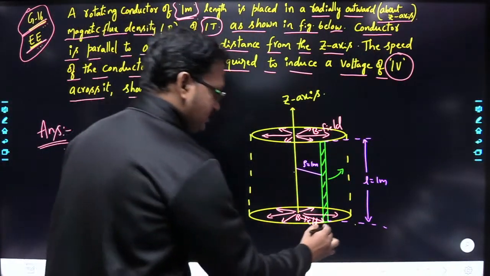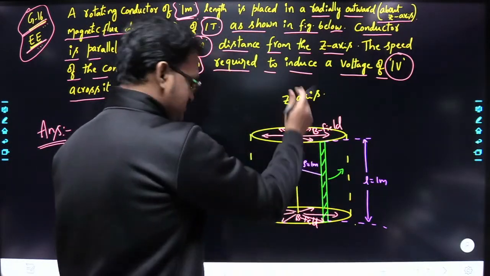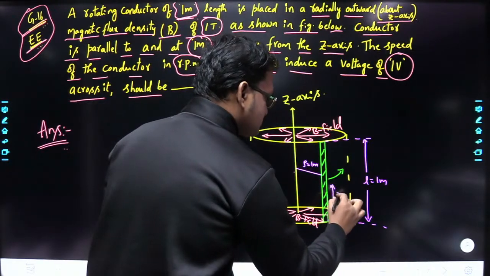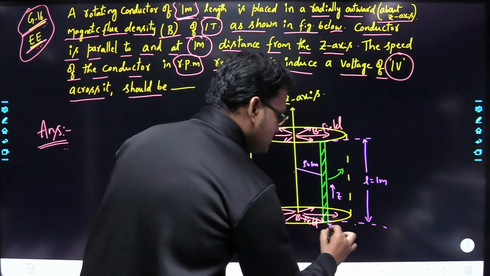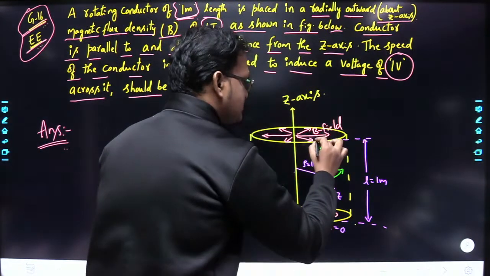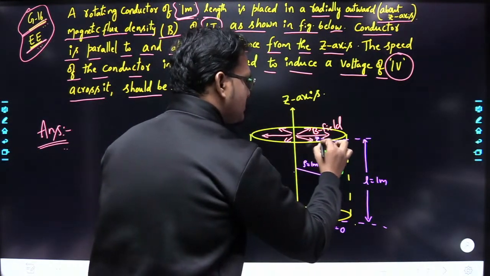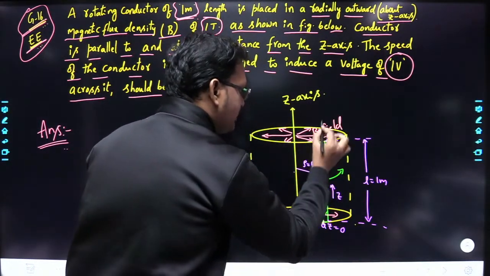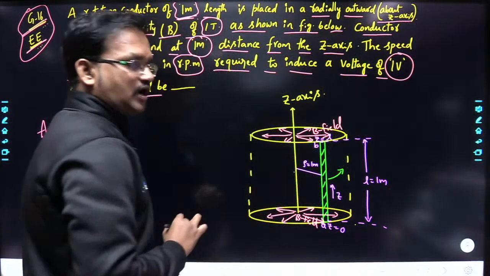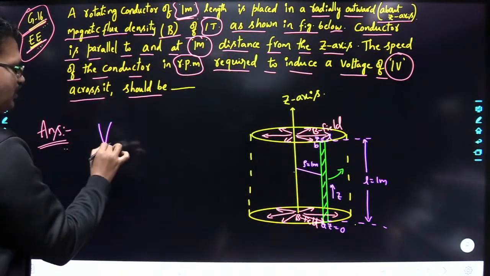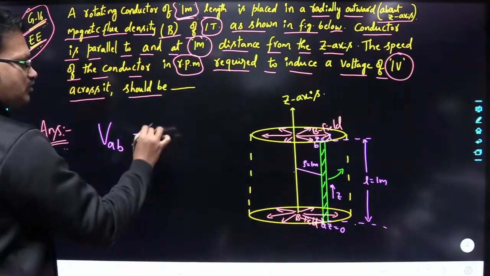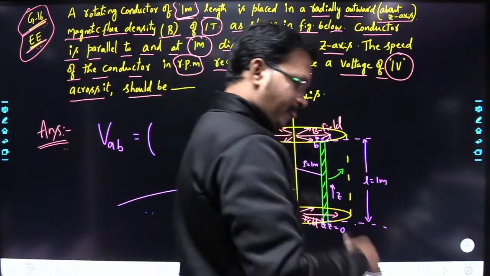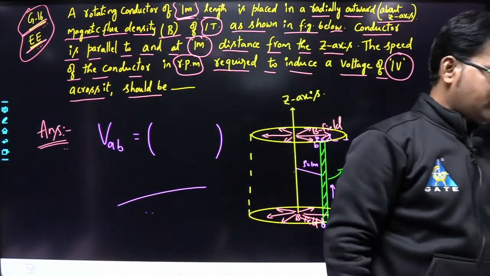So let us consider the variable here is z. Let us consider this is z equal to 0, and this end is z equal to L. Now consider this as point A and this end as point B. Now just try to determine VAB. First tell me what is the expression you got for VAB.